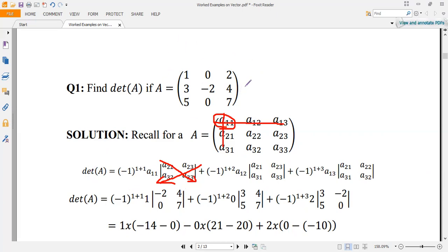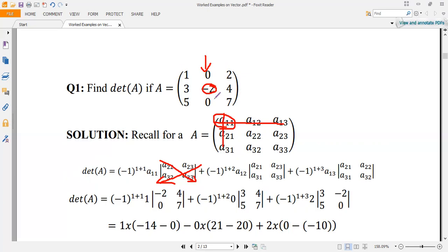Now let's tell you a good thing here. You can select a row or a column which has a lot of zeros to reduce your time and use your time efficiently, before computing the determinant. So for instance, this column has 2 zeros, therefore we can determine the determinant using this column.